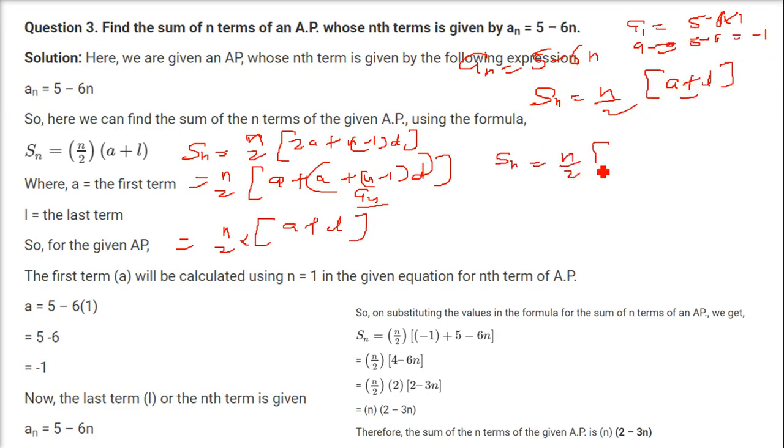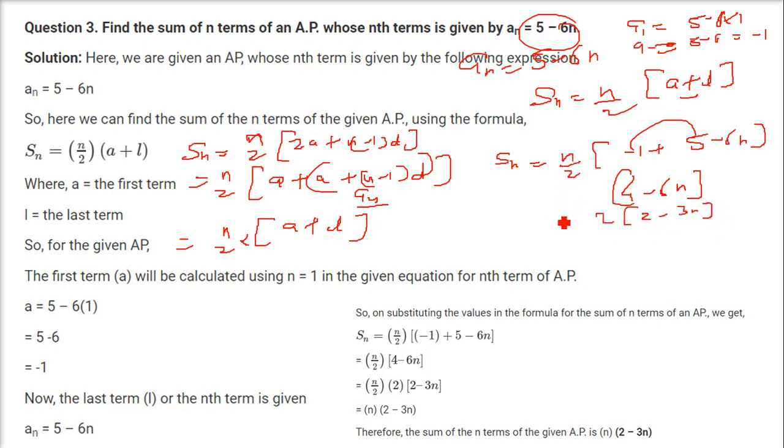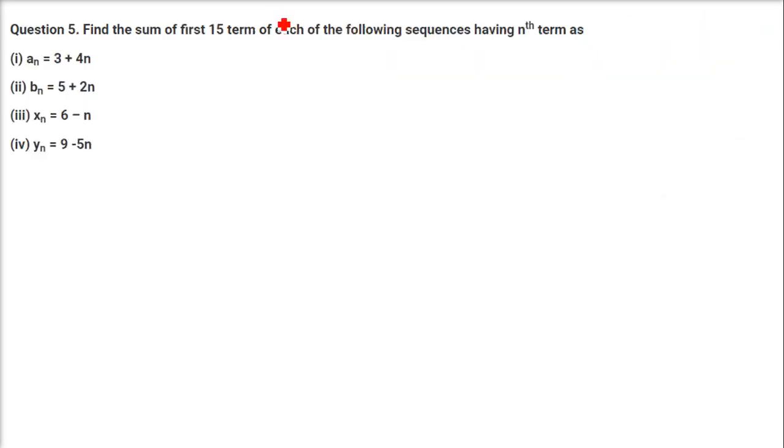Sn will be n by 2. a is minus 1 plus l is what? 5 minus 6n. So what do we get? 5 minus 1 is 4. 4 minus 6n. I am taking 2 out of this. So 2 minus 3n. I have taken 2 out, but n by 2 is already there. 2 cancels. The formula is n into 2 minus 3n. This is the final formula.